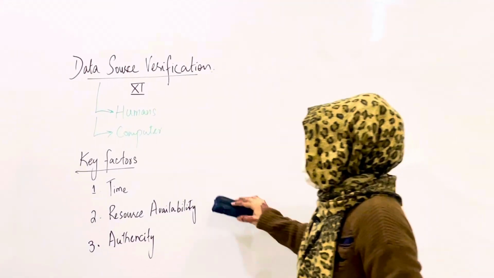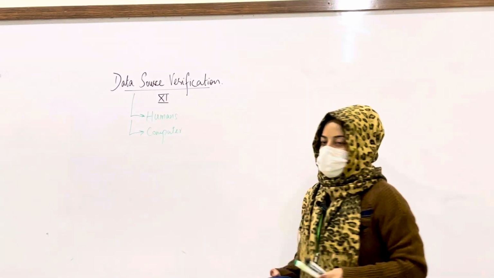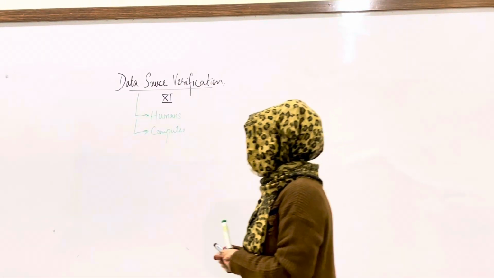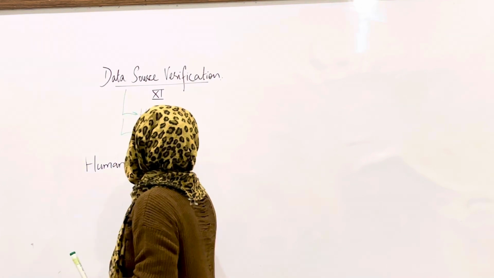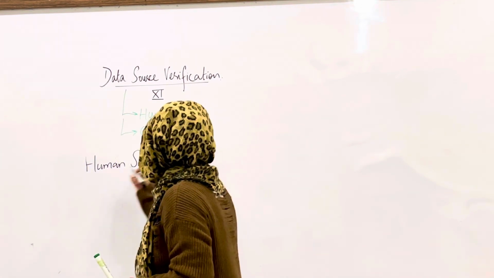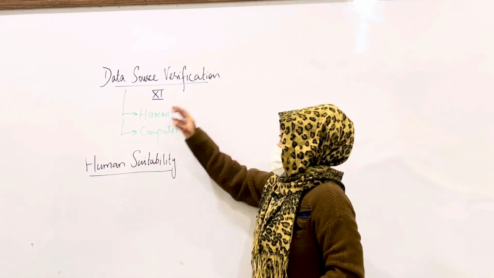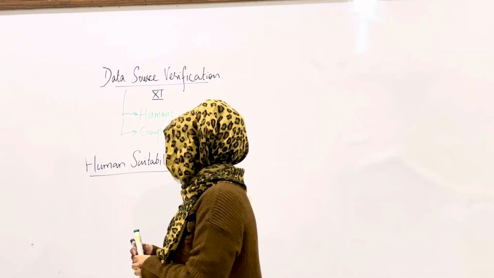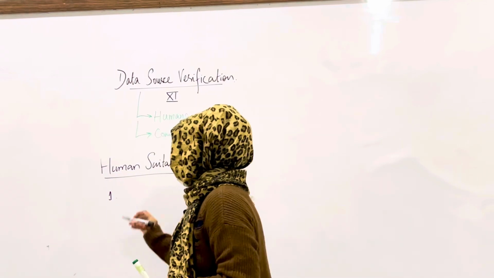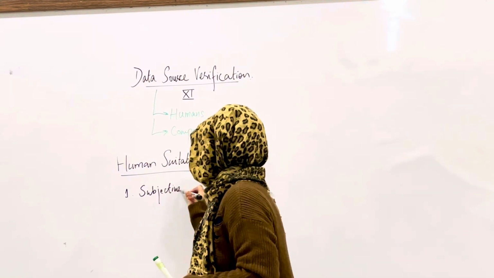Now, we are going to learn where humans are more suitable for data verification. We are going to learn human suitability. So there are certain procedures in which verification of data can only be done by humans, not by computers. For example, number one, tasks such as your subjective judgment.